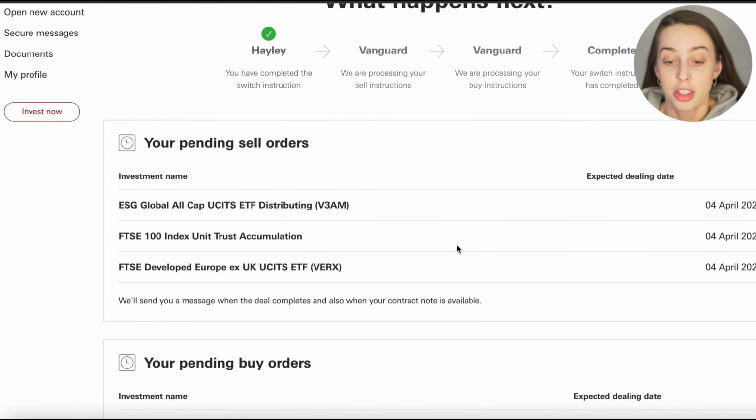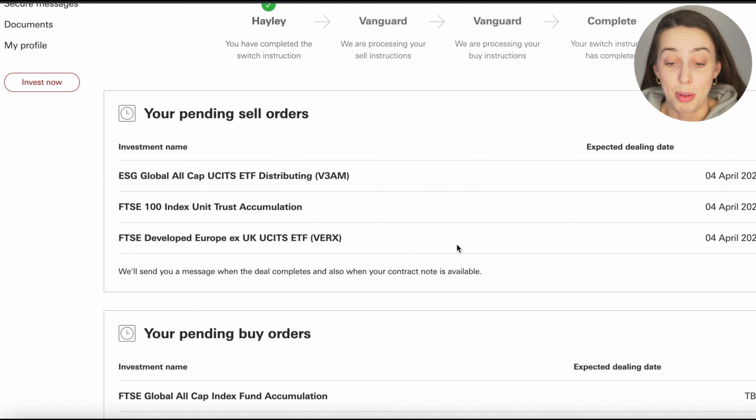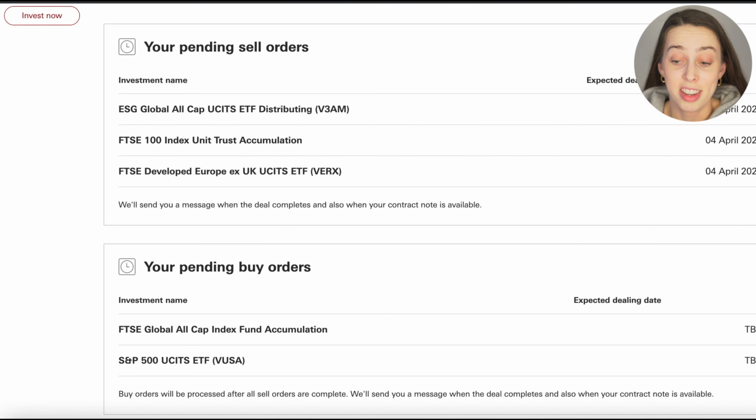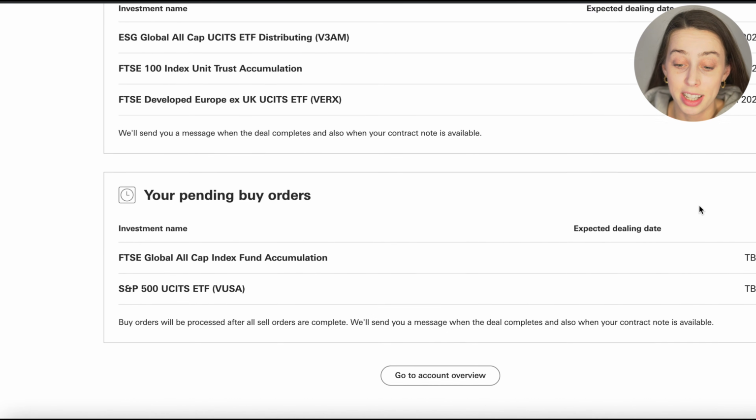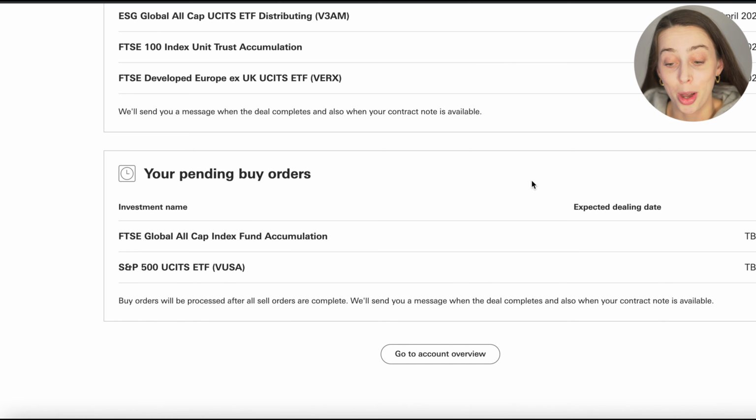So yeah, that's going through. It's just saying what is expected to happen next: my pending sell orders and the expected dealing date, and then my pending buy orders, and their expected dealing date is to be confirmed. That's really exciting. I've now streamlined my Vanguard portfolio and removed some of those duplications.